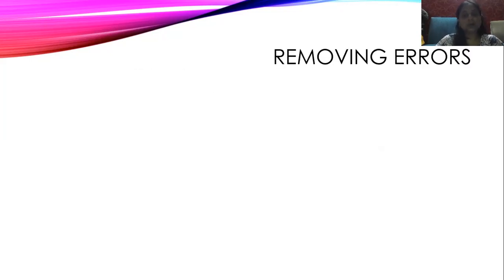Removing errors is the most important part. Now, there are two steps to remove the errors. The first one is testing. You might have heard about testing: whenever we try to gather a new thing, we always go through a testing phase. A testing phase is always there for everything new.